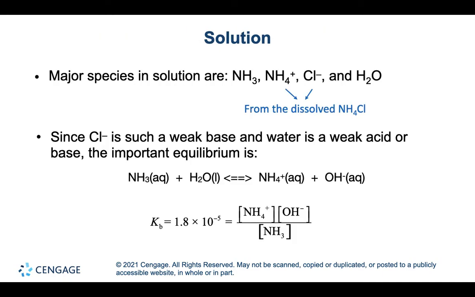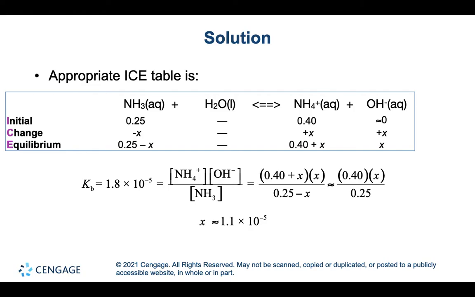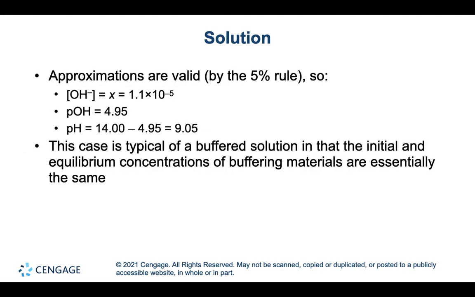So we could solve the problem using the ICE table approach and all that. Assuming the shift is to the right, minus x and plus x and plus x, and solve for the x's and get the OH minus that way. And we get a pH of 9.05. So 9.05 would be your pH.